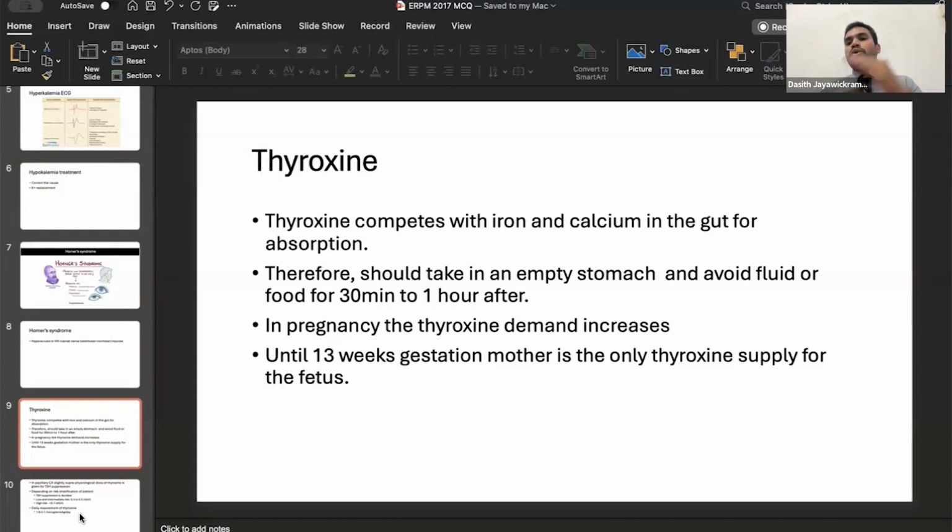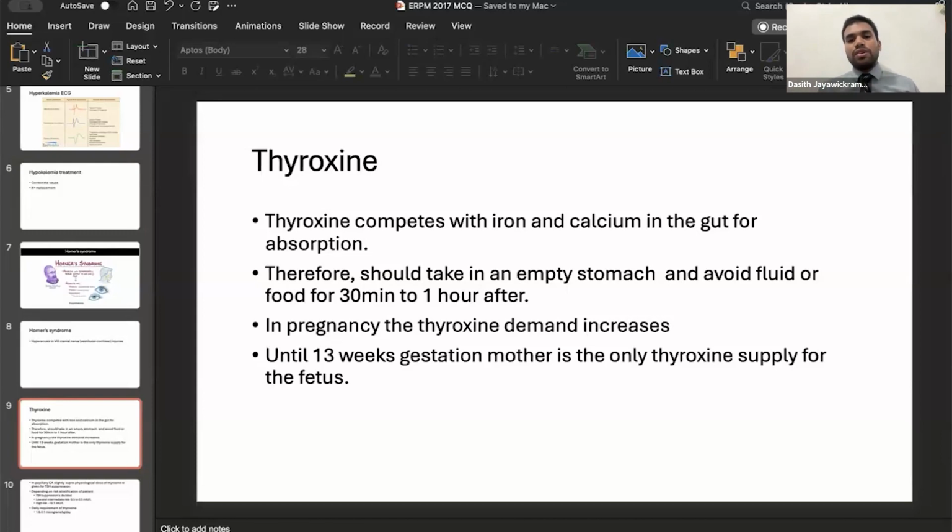And take it every day at 6 a.m. Not 6 a.m. one day and 8 a.m. another day. At a fixed time, as soon as she wakes up, she takes the thyroxine with a small sip of water, just enough to swallow the tablet, not a glass of water. Then wait 30 minutes to 1 hour before you drink or eat anything else. After 1 hour, you can drink something and later eat. That is how you advise on thyroxine.